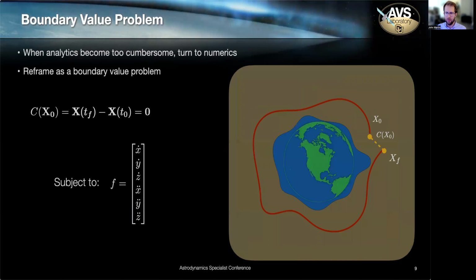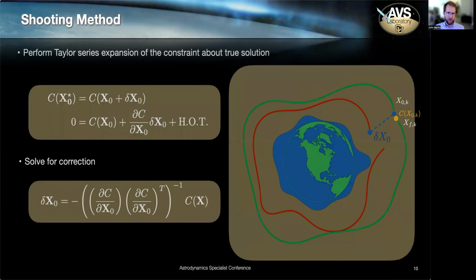And the way we do that is we frame the periodic orbit problem as a boundary value problem. So specifically, we want our final state after some period to be equal to our initial state, subject to the dynamics of your system. And the way we go about solving this problem is we actually take a Taylor series expansion about the true solution to derive a corrective term.